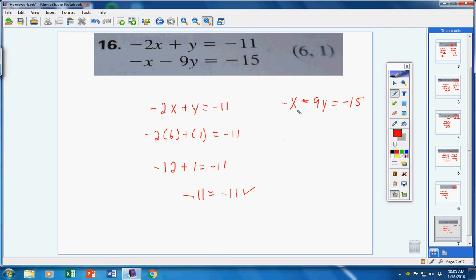When the x is, I will substitute a 6. When the y is, I will substitute a 1. Negative 6, negative 9, and of course that does equal negative 15. So there we go. So this ordered pair does satisfy both equations. So yes, this ordered pair is a solution to this system.